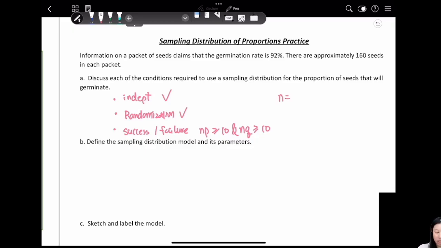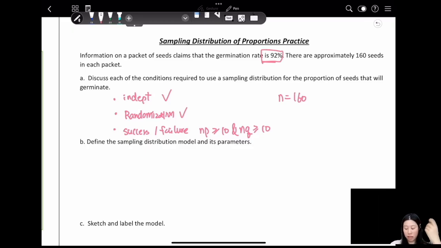So how many seeds in each packet? It's 160, right? And they tell you that the proportion, the success rate, is 92%. So we know that p equals 0.92. So q equals what? q equals 8%, right? Now let's check if they satisfy the success and failure condition.